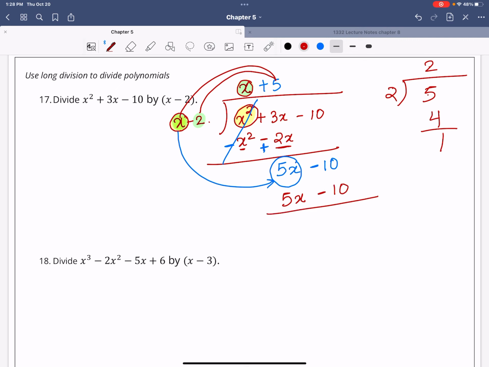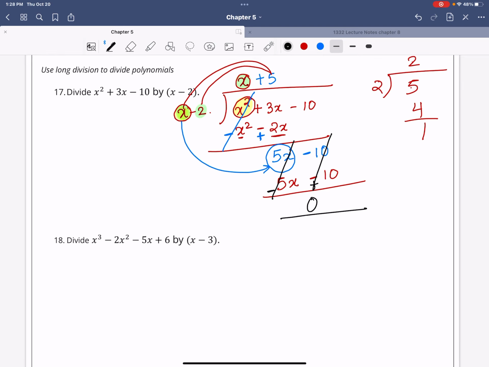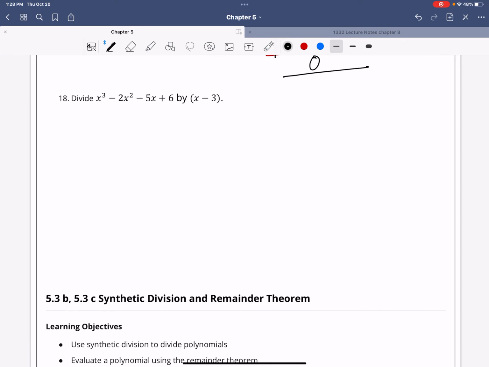And now I subtract. When I subtract, what do I do? I change the sign. This becomes a negative. This becomes a positive. Boom, boom. Your remainder is 0. Go ahead, pause the video, copy it down, and then play it back again. Now let's go ahead and take a look at the next one.